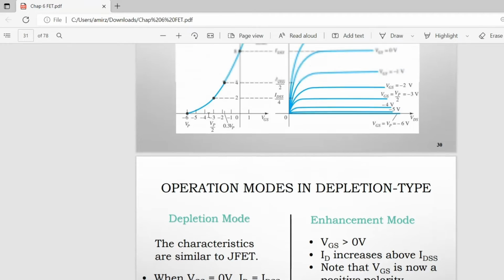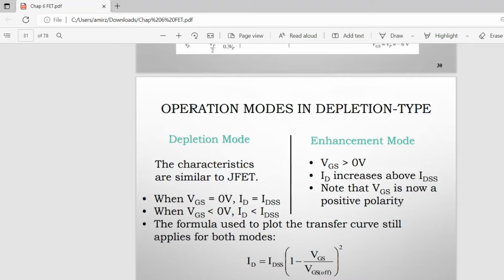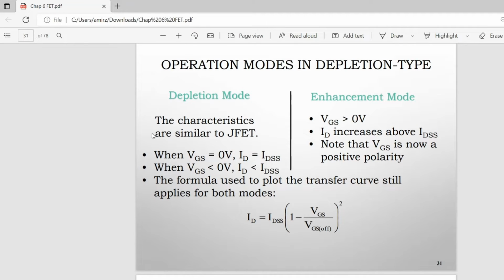Today I'm going to continue about operation modes in depletion types. As we can see here, they have two modes of operation, depletion mode and enhancement mode. For the first one, depletion mode, the characteristics are similar to JFET. When VGS is equal to 0 volt, ID also equals IDSS. When VGS is lower than 0 volt, ID is also lower than IDSS.